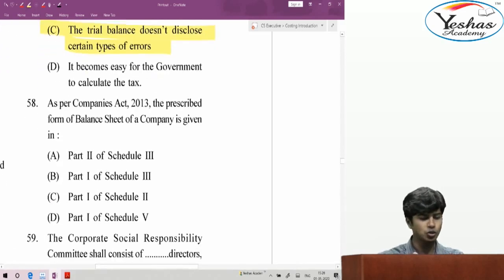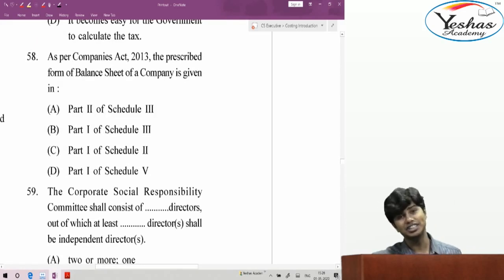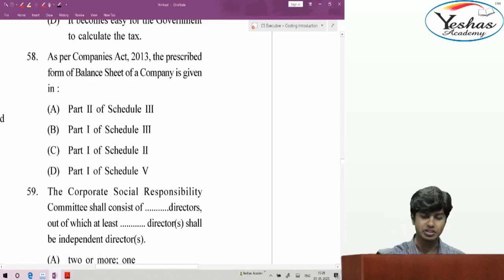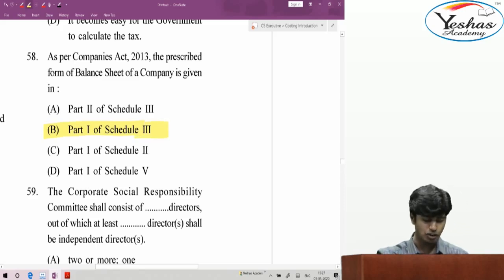So that is with respect to question number 57. Let us now do question number 58. As per the Companies Act 2013, the format of the balance sheet is given under Schedule 3. Schedule 3 Part 1 talks about the balance sheet. Part 2 talks about the statement of profit or loss. They've asked balance sheet, so Schedule 3 Part 1 is the answer. If it was the statement of profit or loss, the answer would have been Part 2 of Schedule 3, Companies Act 2013.